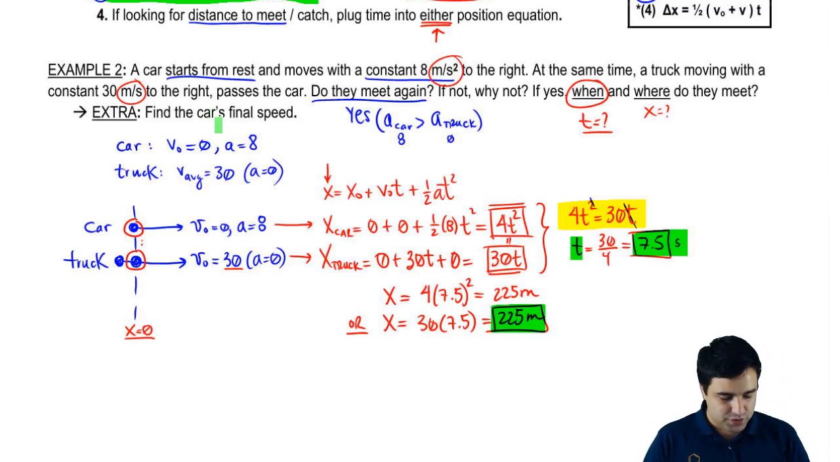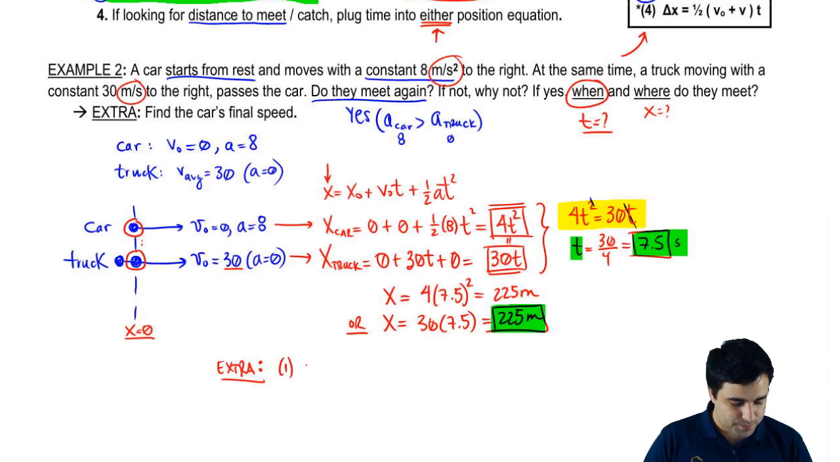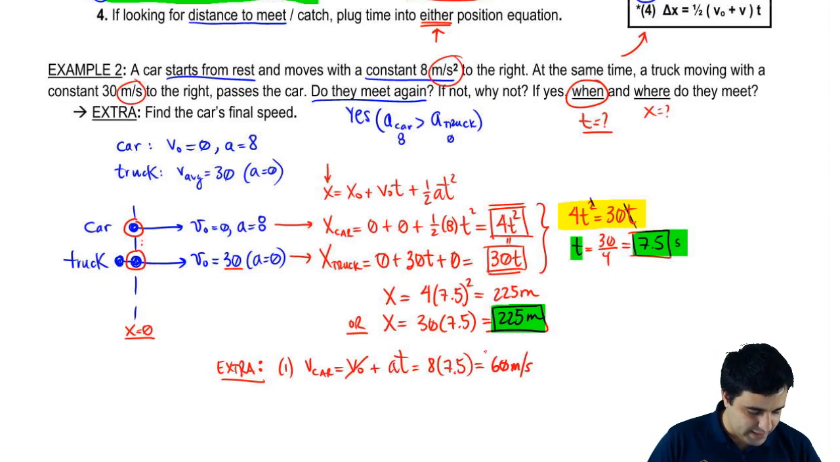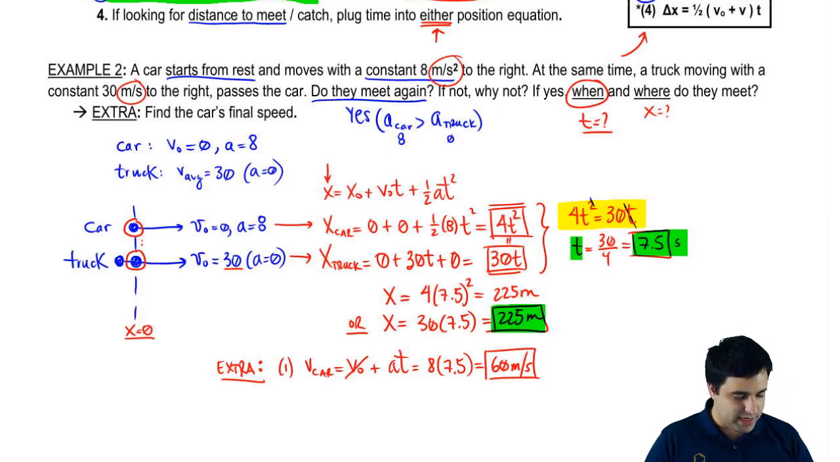I want to answer the extra question there, which is to find the car's final speed. So for this, I can just use one of the three motion equations. I got them up here. The first one works. The final velocity of the car is the initial velocity of the car, which is 0, plus acceleration times time. The car accelerates with 8, and it's been 7.5 seconds. So we do this and we get 60 meters per second. This is the answer for the bonus question, and that's the final velocity of the car.